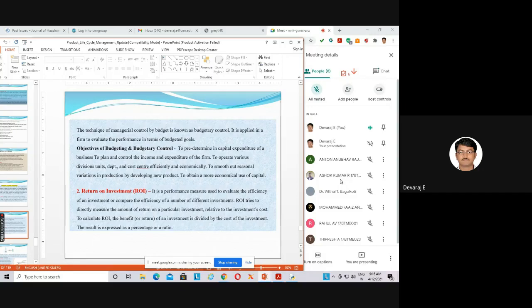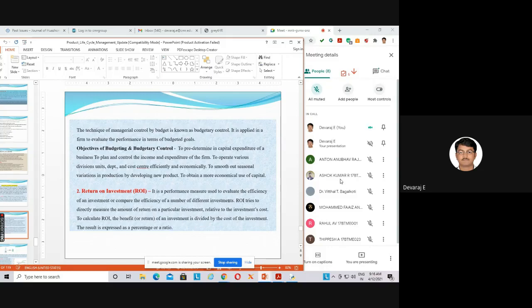By doing this budgeting technique, you can control your income as well as your investment. This is very important. It helps to operate various divisions like units, departments, and cost centers efficiently and economically. You can control the manufacturing of products and each department: how much we should manufacture, how much you should invest in raw materials, and whether we can control the cost of investing in raw materials or not. Everything you can analyze by doing this budgetary control.